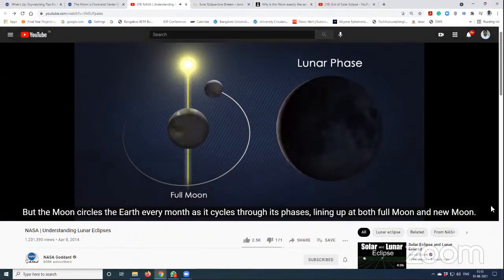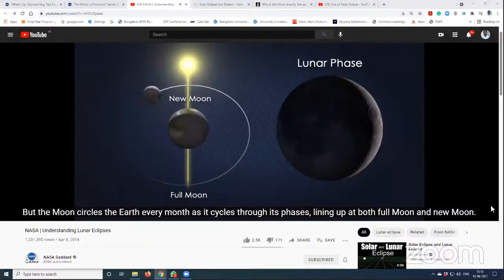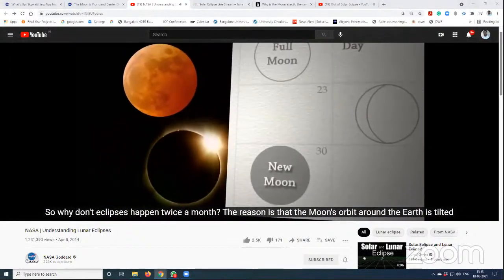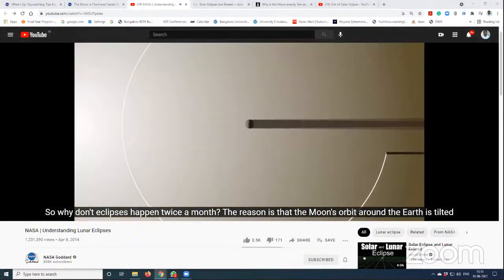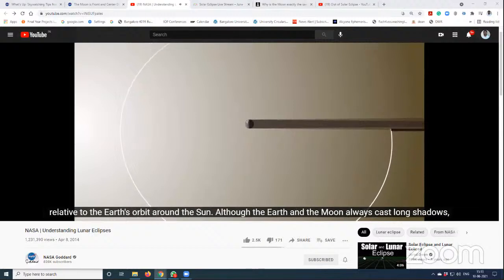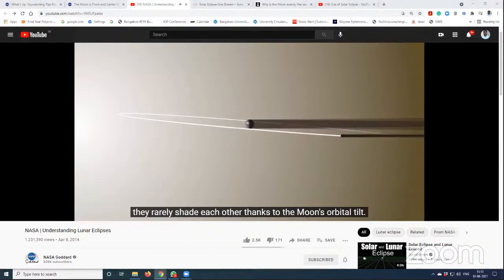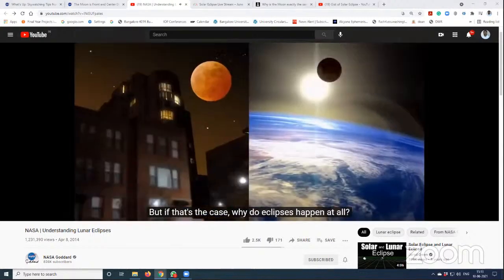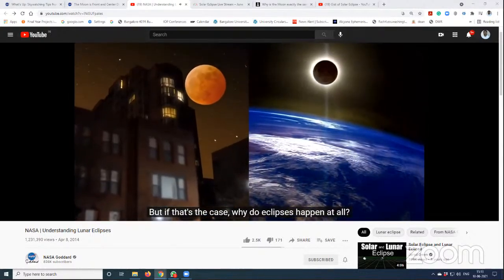We'll see both of that, full moon and new moon. So why don't eclipses happen twice a month? The reason is that the moon's orbit around the Earth is tilted relative to the Earth's orbit around the sun. It is tilted by about 5 degrees. Earth and the moon always cast long shadows, but they rarely shade each other thanks to the moon's orbital tilt. But if that's the case, why do eclipses happen at all?